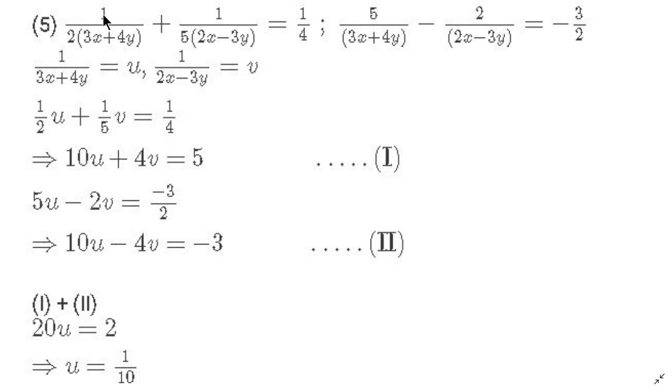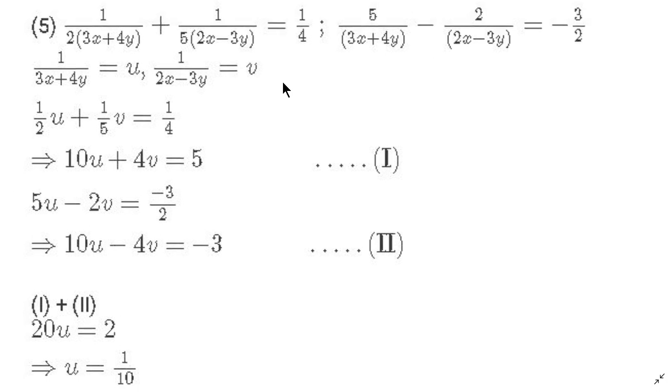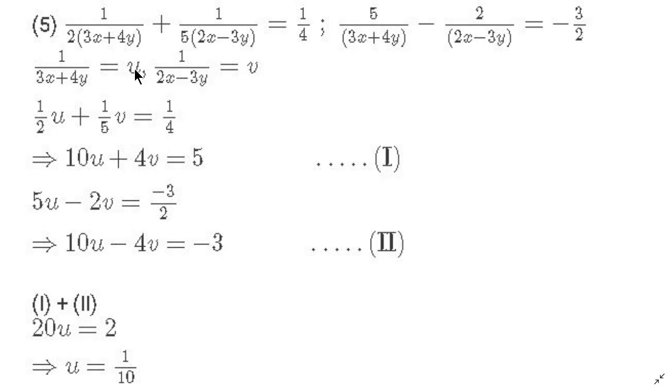After putting it, we can see 1 by 2 into u plus 1 by 5 into v is equal to 1 by 4. Make it a simpler equation by multiplying with 20. Multiplying with 20, it is 10u plus 4v. Similarly, in the other equation, 5u minus 2v is equal to minus 3 by 2. Now multiply it with 2.